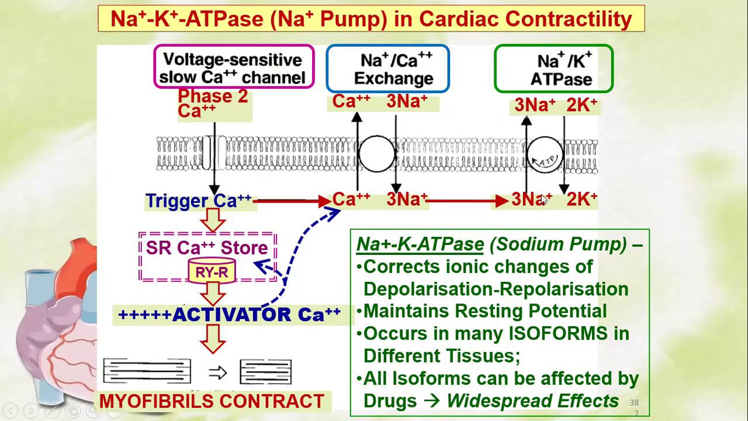Against the concentration gradient means the ions are moving from low concentration to higher concentration, because outside the cell sodium is already more, and inside the cells your sodium is less. So even though your sodium is moving from inside to outside, this is a movement against the concentration gradient, and that's why to run these channels you need the energy.